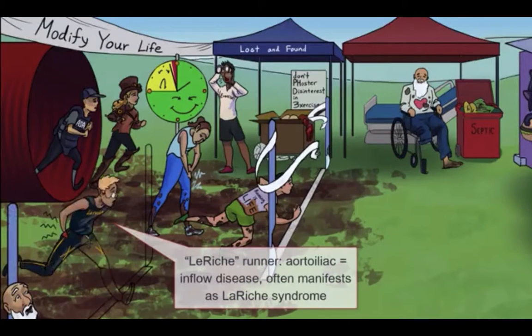A quick word about aortoiliac disease. These patients have disease of the infrarenal abdominal aorta, iliac arteries, or both. Yep, we're bringing back Leriche. It's pretty obvious this guy wasn't built for mud runs.